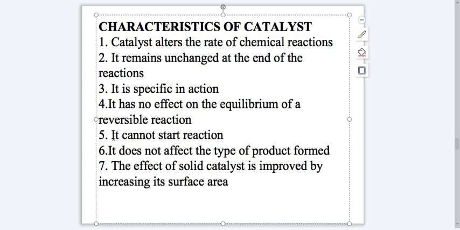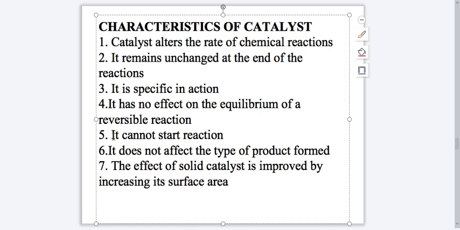It's not a reactant. Before you can have a chemical reaction, you must have a reactant collide with another reactant to give you product. That is discussed under what is referred to as collision theory. That is, the reactant must collide with another reactant before they can give you product. A catalyst cannot start a reaction. Number 6, it does not affect the type of product formed. It doesn't dictate the product formed. It can only speed up or slow down, as we have discussed.